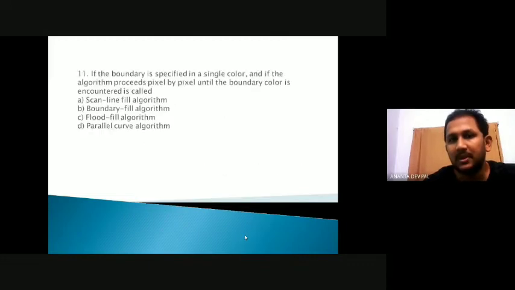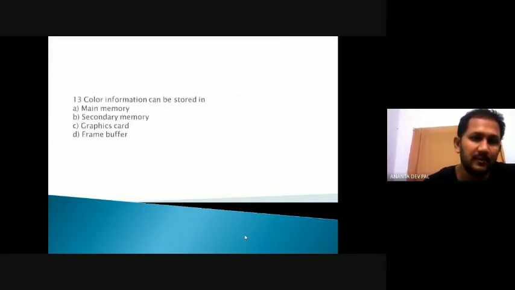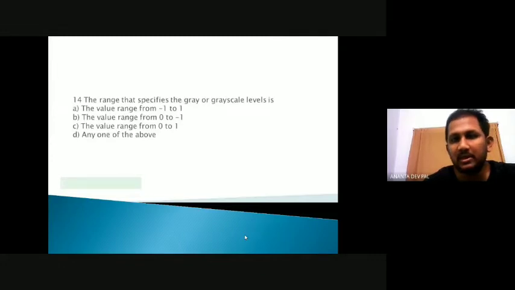If a boundary is specified in a single color, then the algorithm proceeds pixel by pixel until the boundary color is encountered. This is called the boundary fill algorithm. If we want to recolor an area that is not defined within a single color boundary, it is known as the flood fill algorithm. Color information can be stored in the frame buffer. The range that specifies the grayscale level is the value range from 0 to 1.